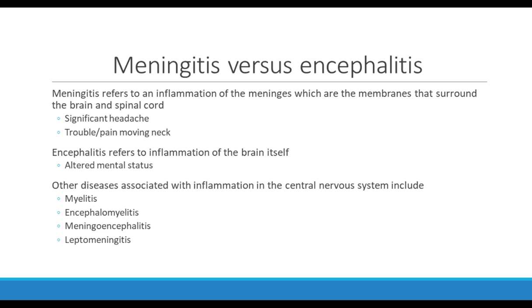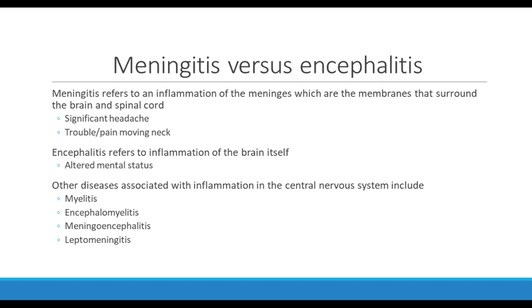To distinguish between meningitis and encephalitis, there are a few basic definitions, which are one way to differentiate between these two diseases. From a strict definition standpoint, meningitis refers to an inflammation of the meninges, the membranes that surround the brain and spinal cord. The classic symptoms associated with meningitis are a very significant headache, often described as the worst they've ever had, and trouble or pain when moving the neck. So that's the stiff neck, again one of the classic signs of meningitis.